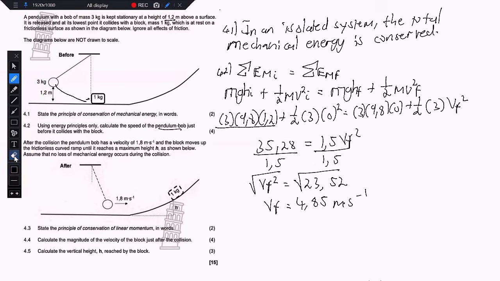Now they're saying after the collision, the pendulum bob has a velocity of 1.8 meters per second, and the block moves up the frictionless curved ramp until it reaches a maximum height h as shown below. Assume that no loss of mechanical energy occurs during the collision. 4.3, another free mark. State the principle of conservation of linear momentum in words. 2 marks for free.